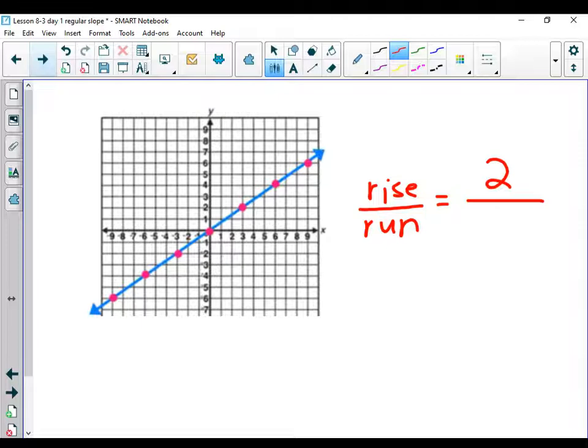So let's say I start here. 1, 2 points up. 1, 2, 3 to the right. Rise 2, run 3. This is so cool. Rise 2, run 3. The same pattern the whole way. If I wanted to find more points, keep the pattern going. Rise 2, run 3. This is so cool.